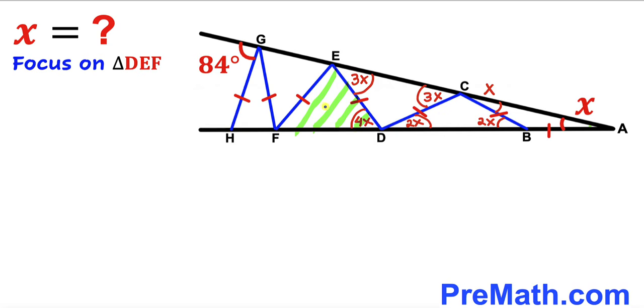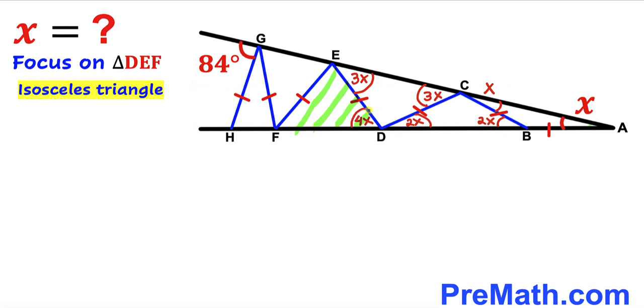And here's our next step. Let's focus on this shaded triangle DEF. We can see that this triangle is an isosceles triangle as well, since this side length equals this side length. Since this is an isosceles triangle, this angle has got to be congruent to this angle. So if this angle is 4x, then this angle has got to be 4x as well.